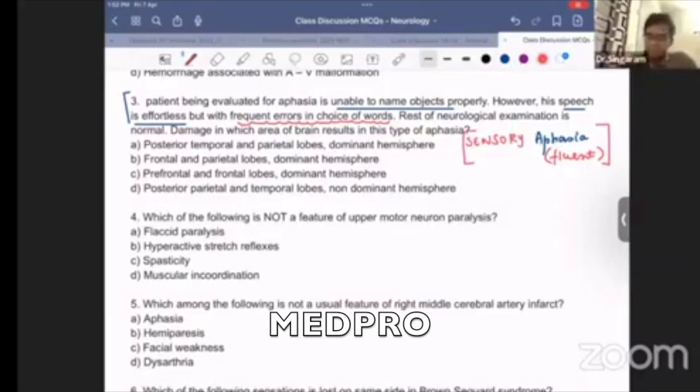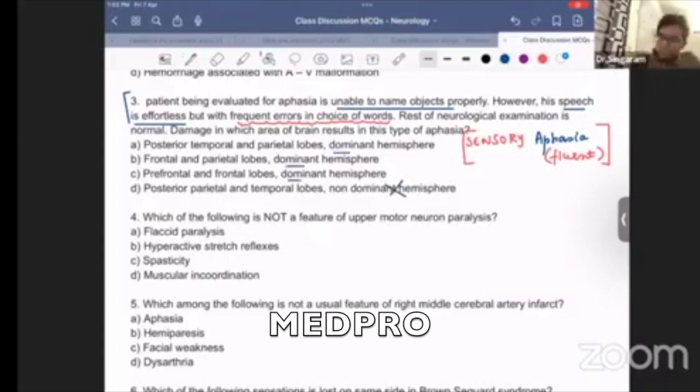The rest of the neurological examination is normal. Now the question is very simple. Damage in which area of the brain would result in this type of aphasia? Simple question. First of all, dominant hemisphere or non-dominant hemisphere? It is always going to be dominant hemisphere. So non-dominant hemisphere is out. All the other things are dominant hemisphere only. I told you, left-sided.